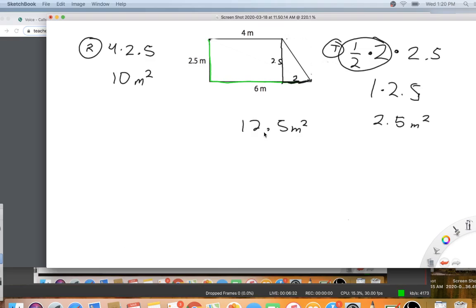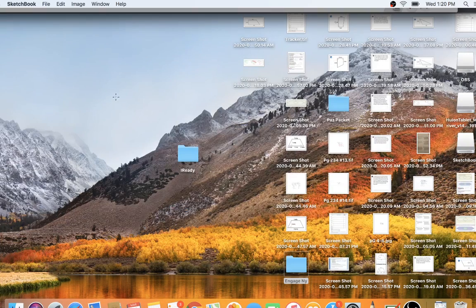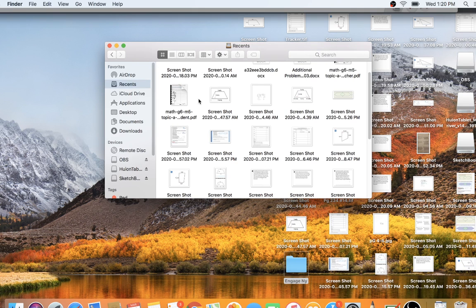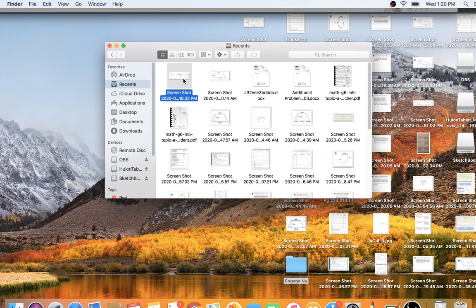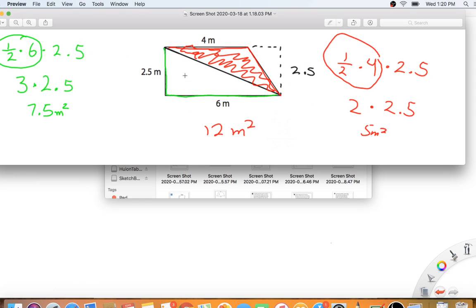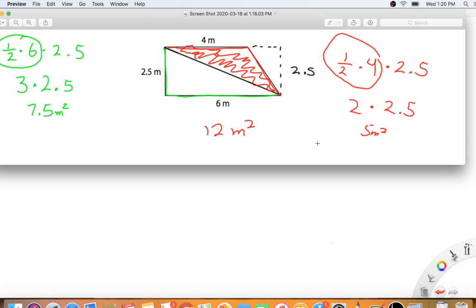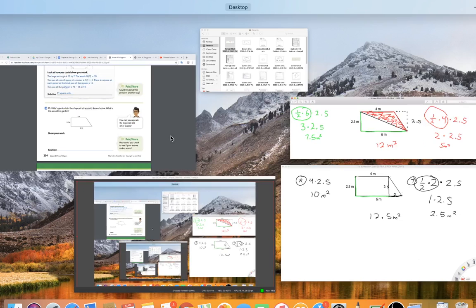Is that what I got for the other one? Let me check real quick. 12, and then this one is 12.5. Oh, I added it incorrectly. 5 plus 7 is 12, but I forgot the 0.5 part. So it should have been 12.5. Sorry about that. But we do get both areas. We do it both ways. Just make sure you add correctly. Obviously, I added incorrectly. 5 and 7.5. Sorry about that.